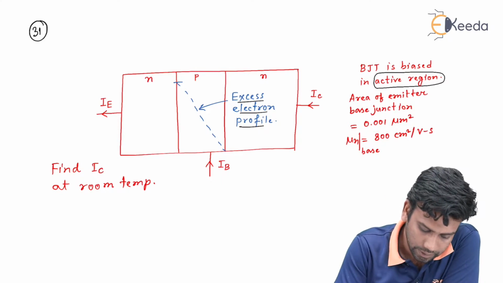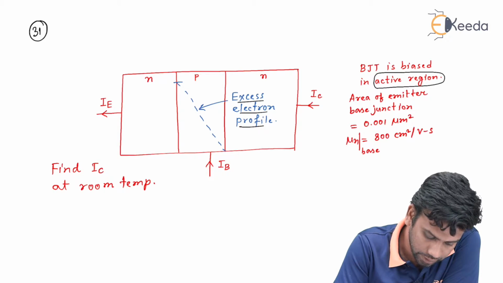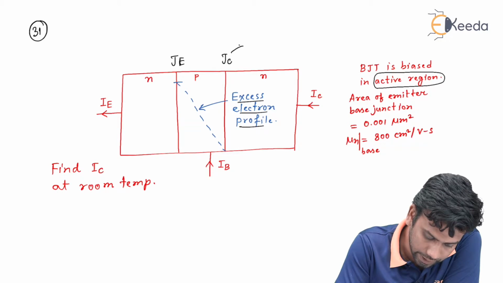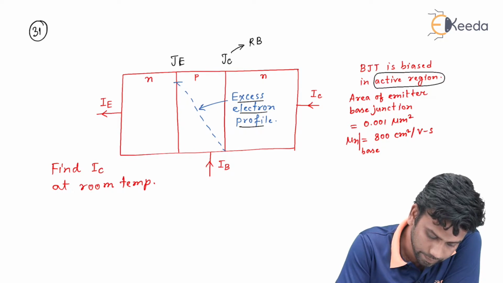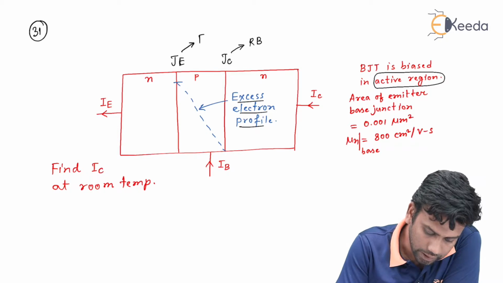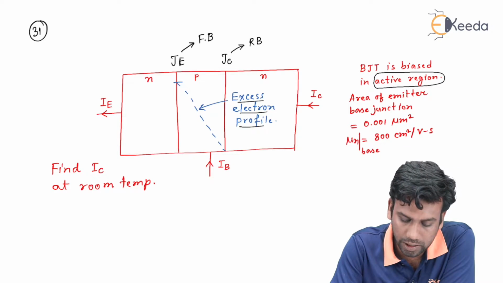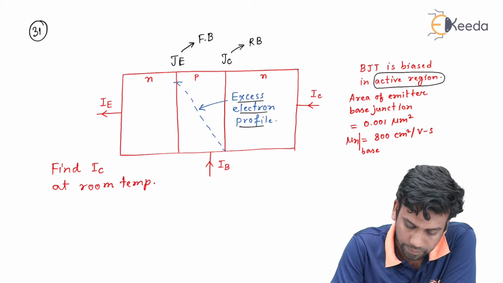That means the JE junction is forward biased and the JC junction is reverse biased. We can say that because the NPN transistor is in the active region.